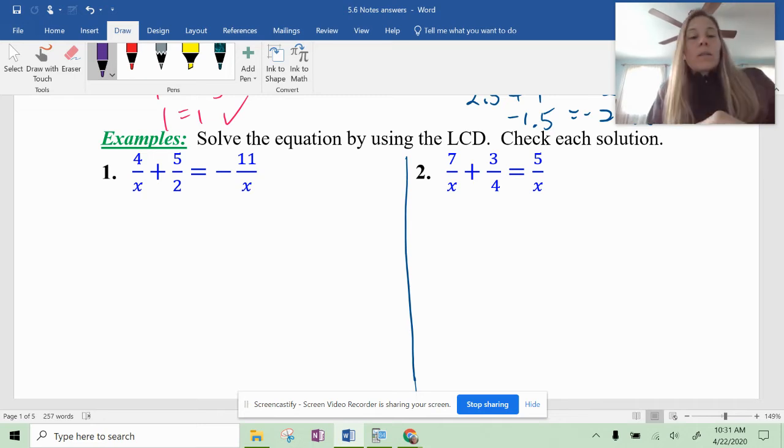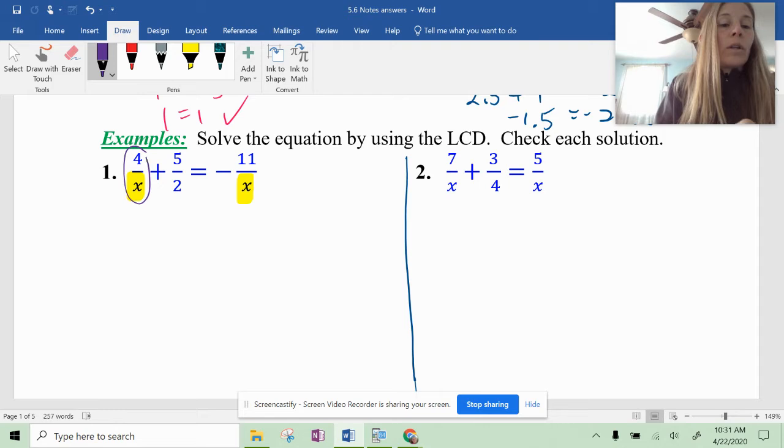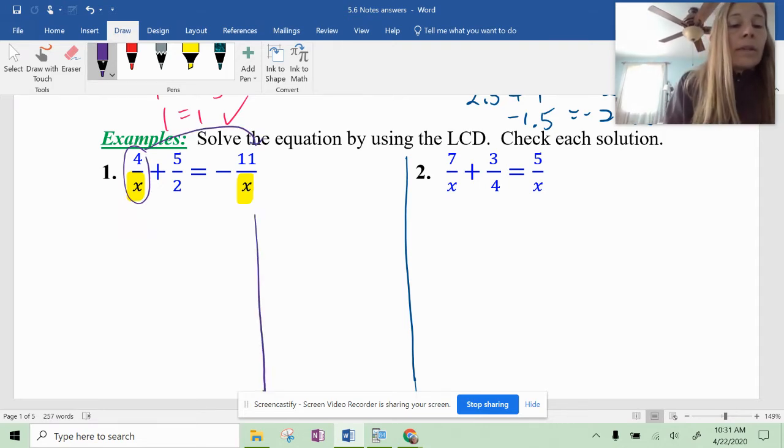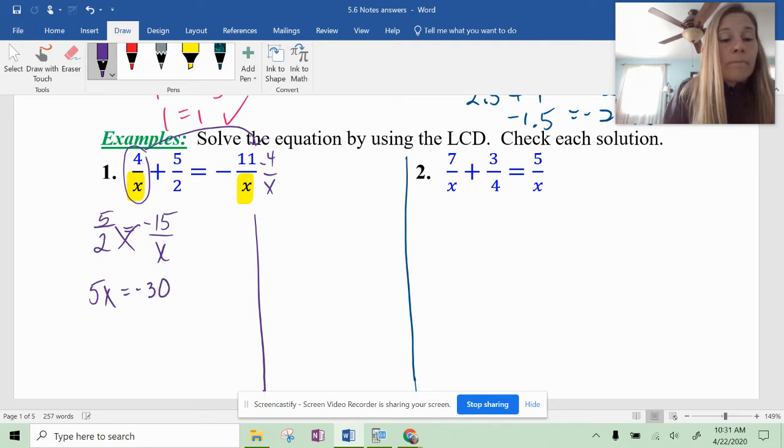Okay, so if we're looking at this one, we have 2 denominators that are the same. So if I wanted to move my 4 over here, I would then have 5 over 2 equals, and then I'd have to subtract that 4x. So negative 11 minus 4 would be negative 15, and then it would be over that common denominator of x. Then I would cross multiply. So 5x equals negative 30. Divide by 5, x equals negative 6.